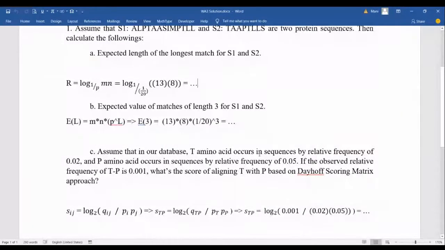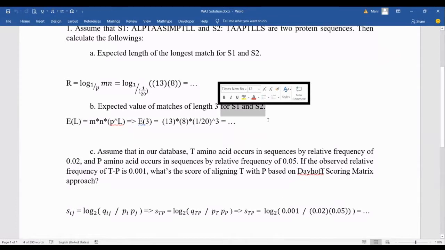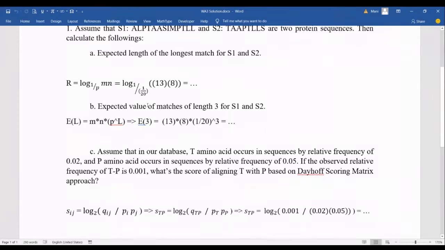For item B, expected value of matches of length 3 for these 2 strings. I added this part so that it won't be misunderstanding, but even without it, we asked about expected value, not a probability. Because in some of your solutions, I observed that you have given the probability of appearing of amino acids. For example, 3 of them together, it would be 1 over 20 power 3. But we are talking about expected value, not a probability. So we should use this formula for that.